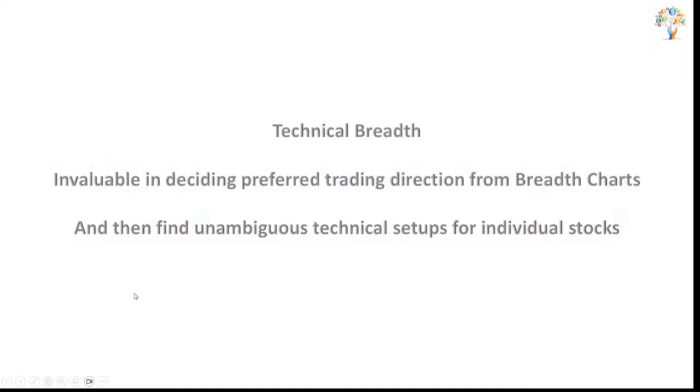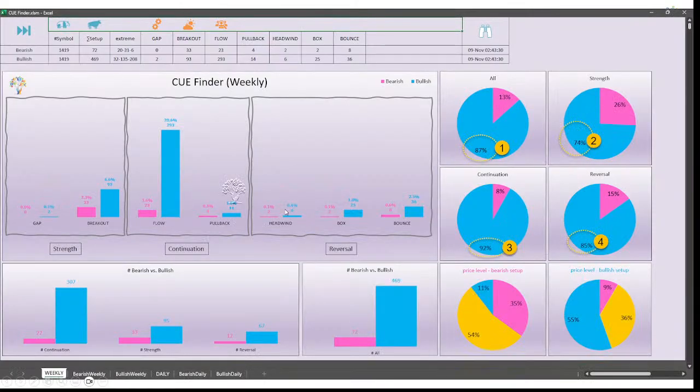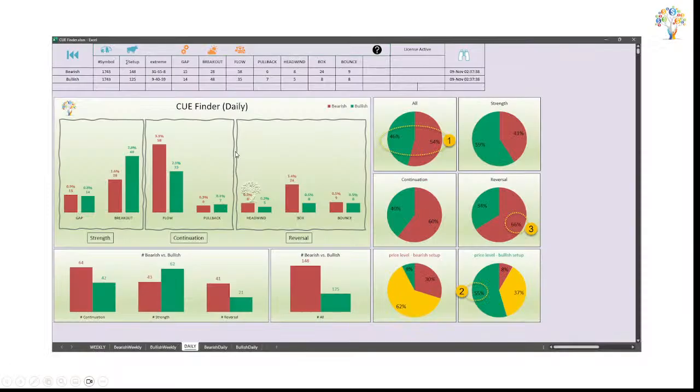Technical breadth is invaluable in deciding preferred trading direction from breadth charts, and then finding unambiguous technical setups for individual stocks. Weekly technical breadth is across the board bullish. Cannot short. It's looking a little bit overbought, but we get the overbought situation more clearly from the daily interval for swing trades.